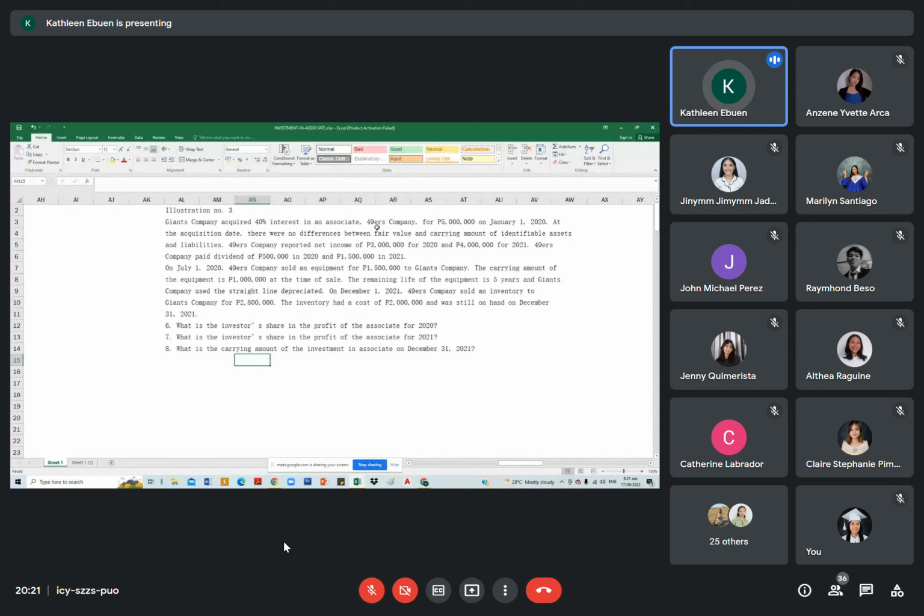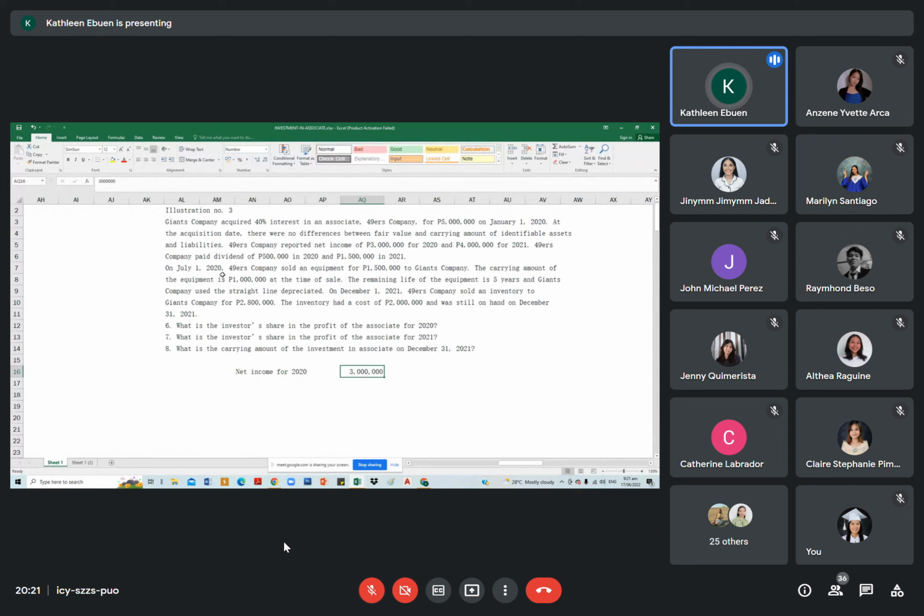Si Giants pala si investor, si 49ers. So, 49ers Company reported net income of 3 million for 2020. Okay. So, yung net income for 2020 is 3 million. Tatanggalin kasi natin, class, yung intercompany sales, no? Yung net income kasi nakapaloob dito, class. So, therefore, tatanggalin natin.